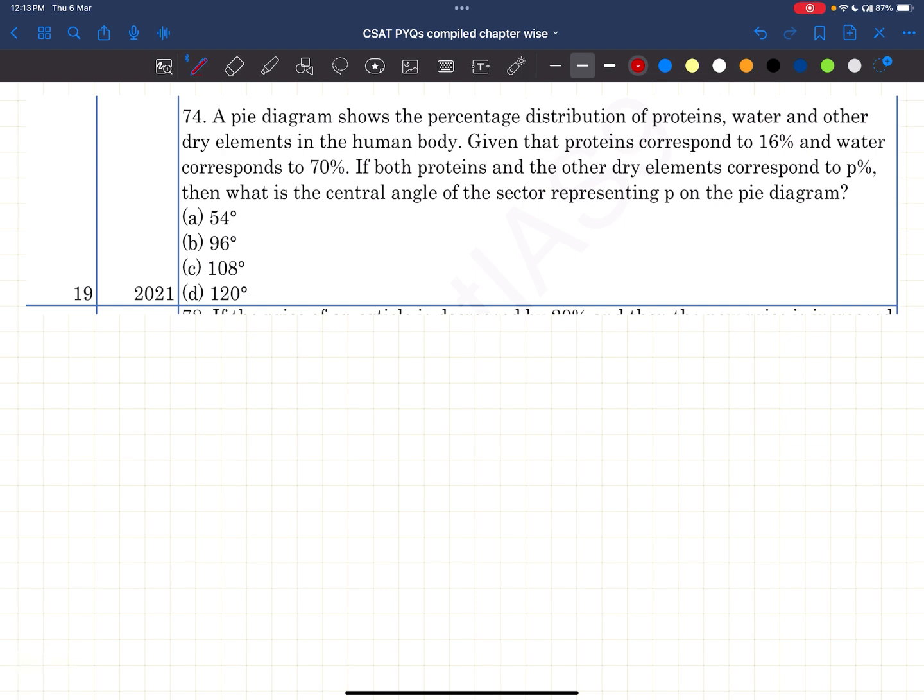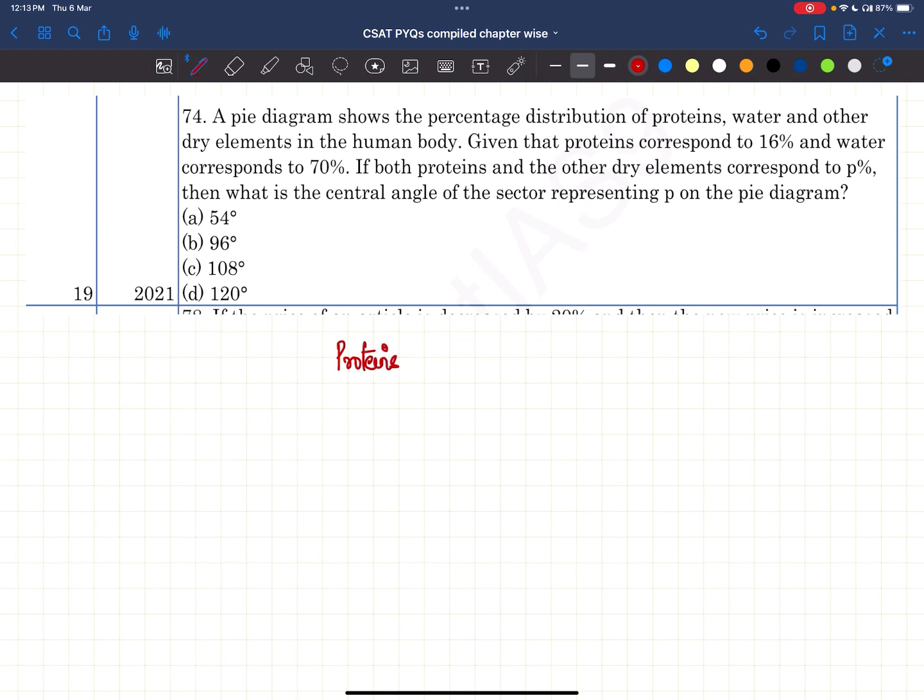A pie diagram shows percentage distribution of proteins, water, and other dry elements in the human body. Given that proteins correspond to 16% and water corresponds to 70%. If both proteins and the other dry elements correspond to P%, then what is the central angle of the sector representing P on the pie diagram? Okay.